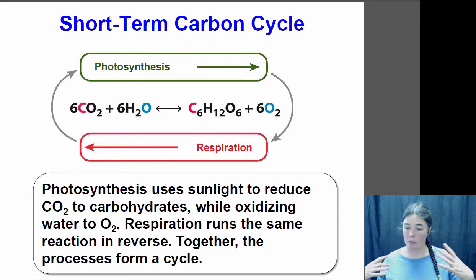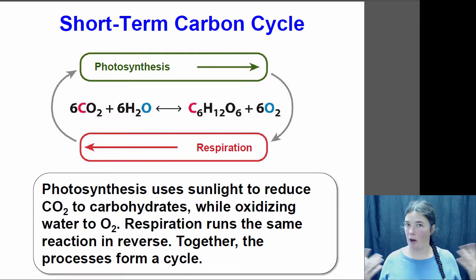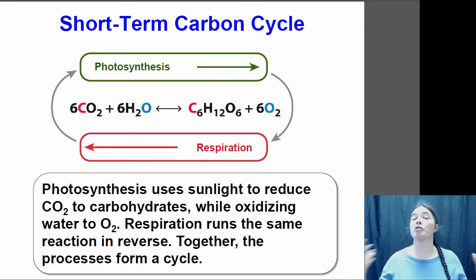So when we heterotrophs, animals, breathe, we need the oxygen from the air to break down those sugars and get that energy, and then we produce carbon dioxide. That's why we're always wanting to inhale oxygen and exhale carbon dioxide.